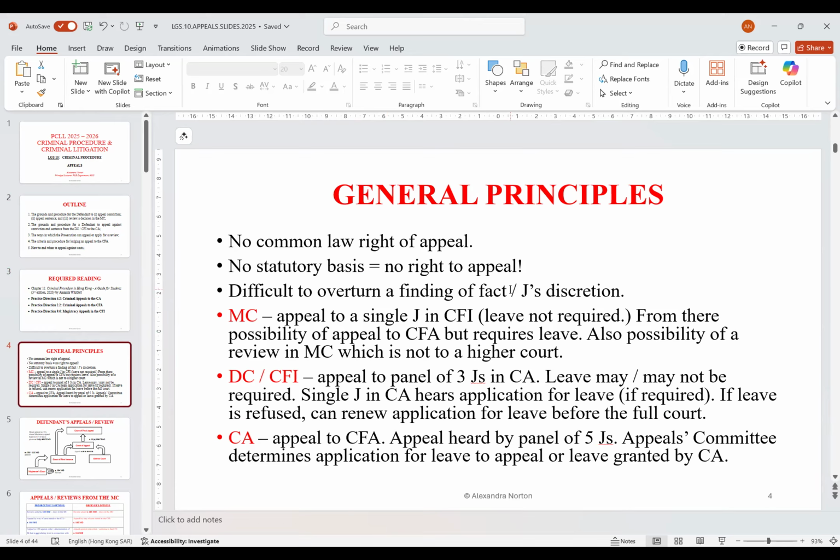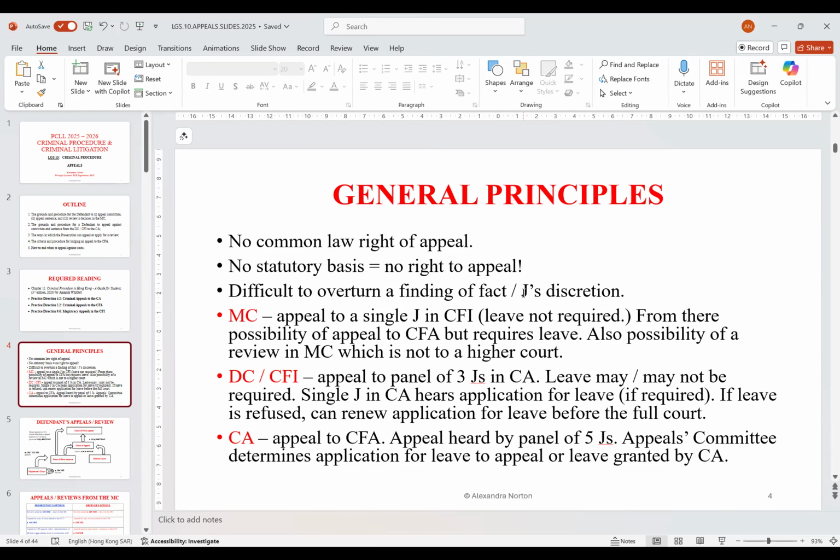And generally, if we are appealing questions of fact or matters that come within a judge's discretion, in other words, sentencing, a sentencing judge has a very wide discretion, then that is going to make our appeal much more difficult because a court on appeal has only a limited power to interfere with findings of facts or matters within a judge's discretion.